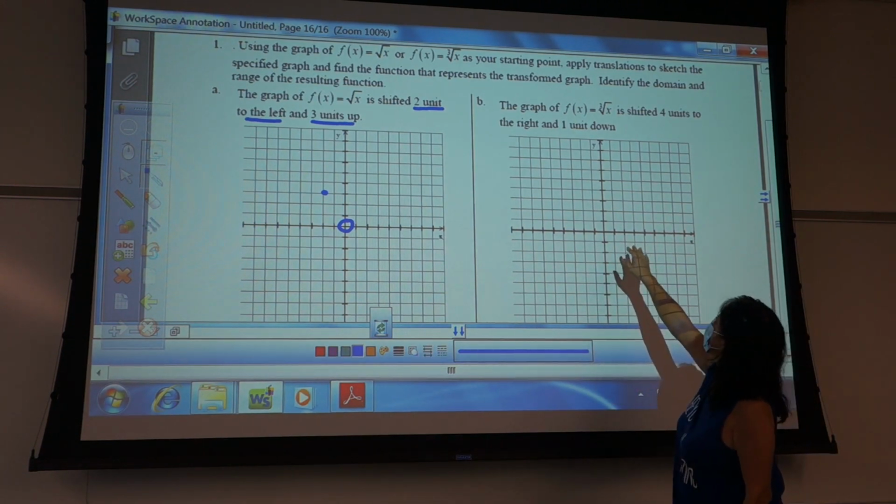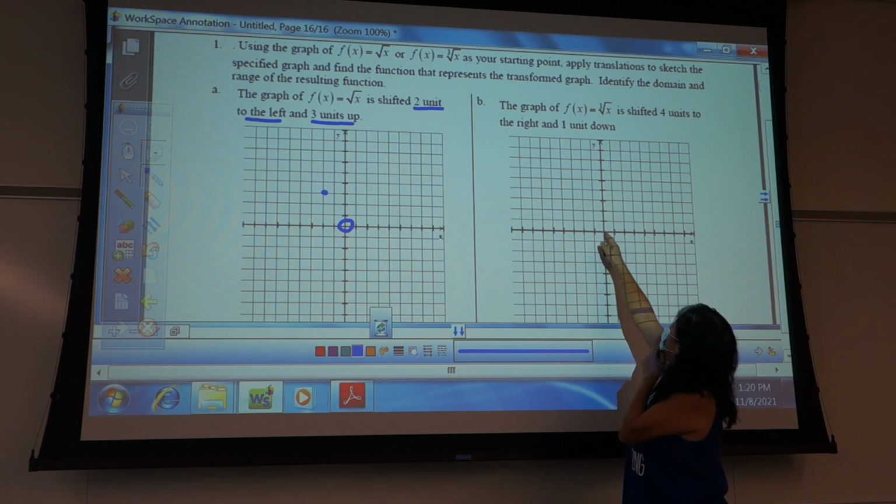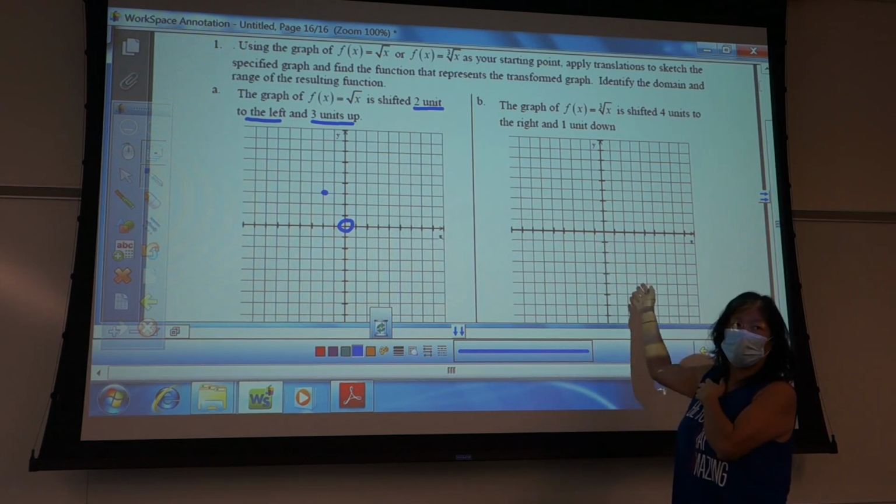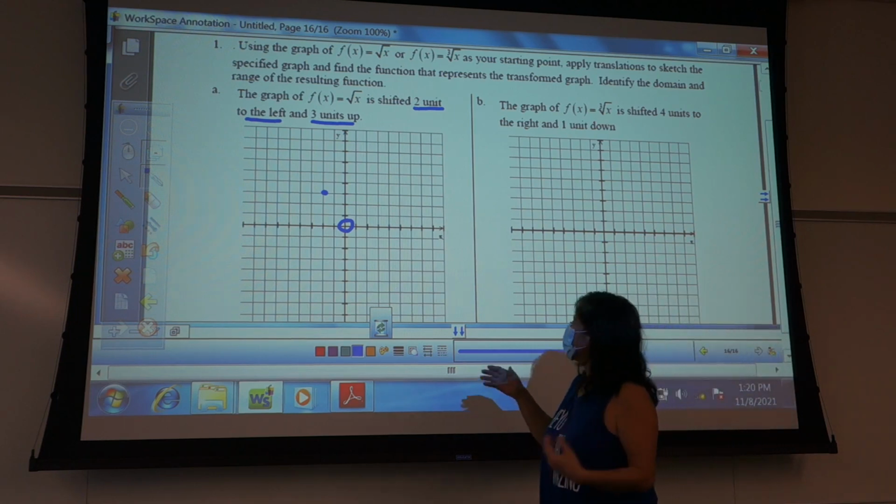And then this one over here is going to be a similar thing. So your origin, we're going to shift 4 to the right and 1 unit down. That's going to be our new center. And then it's a cube root.